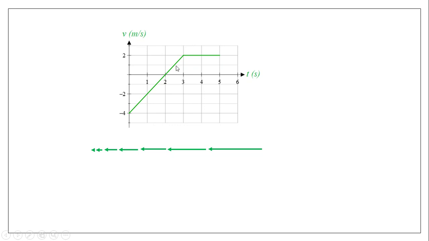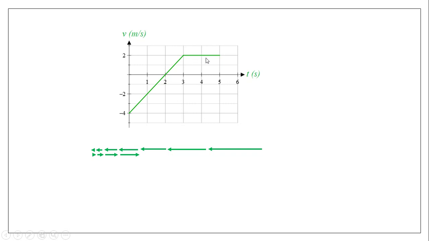Well, it turns around. How do I know that? Because after 2 seconds, all of my velocity, if you trace it, is positive, or it's just above the t-axis, which implies that it's positive. So therefore, the object turns around and picks up speed. But after 3 seconds, from 3 to 5 seconds, it keeps the same constant velocity. Well, how do I know that? Because the slope here is 0.